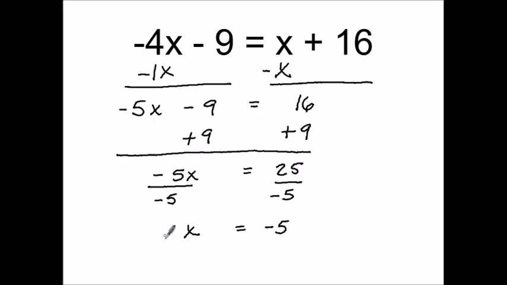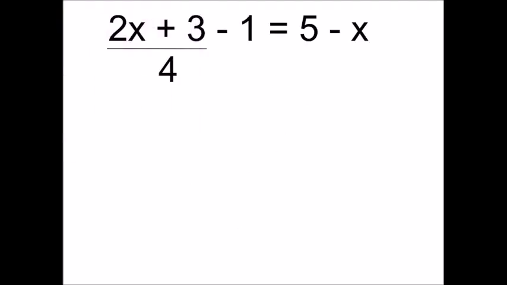And I get the answer x equals negative 5. Be careful: when you divide a positive by a negative, you should get a negative answer. Remember, the whole point of dividing by negative 5 is to get rid of this negative 5. And remember, anything divided by itself turns into just a 1, or 1x, or just plain old x.